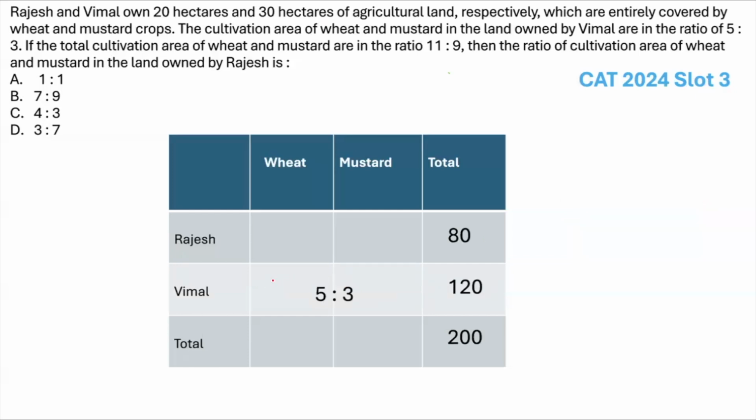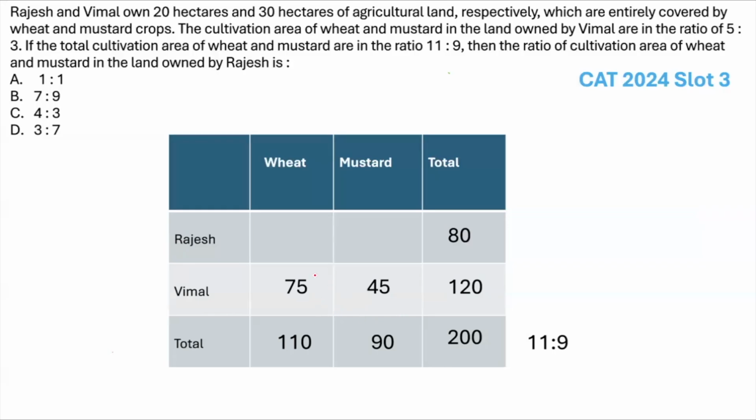So now we can very easily find 5 by 8 of 120. This would be 15 5s are 75. And 3 by 8 of 120 would be 15 3s are 45. So wheat and mustard owned by Vimal are 75 and 45 respectively. Same way, the total land is 200 units now, and that is in the ratio 11:9. So breaking 200 in the ratio 11:9, the total wheat cultivation is 110 and total mustard cultivation is 90. That's the advantage of making the total 200, right?